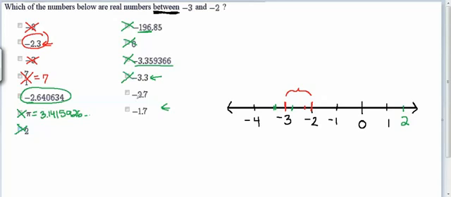Now let's look at -2.7. I start at 0 and I go backwards 2 steps and 7/10 more of a step. So I go backwards quite a bit, but not all the way to 3. So -2.7, that works. That is between -3 and -2.